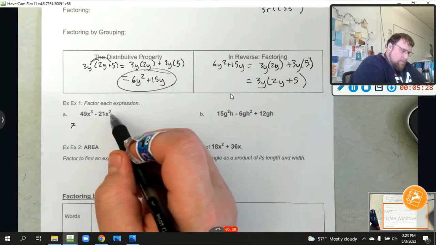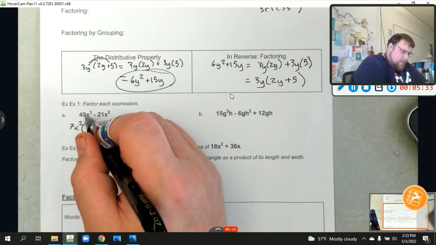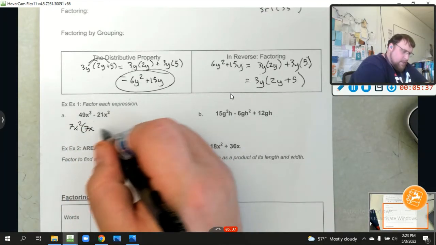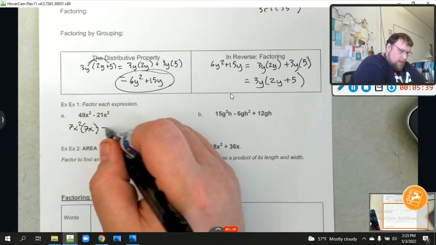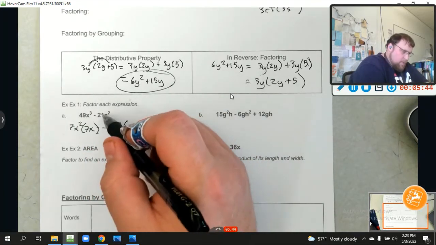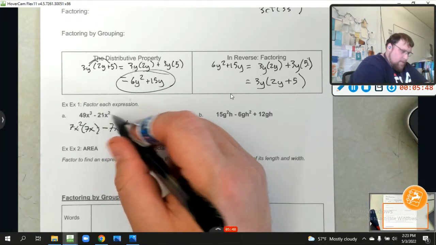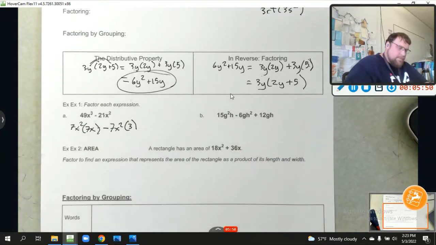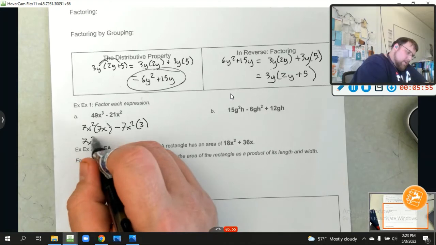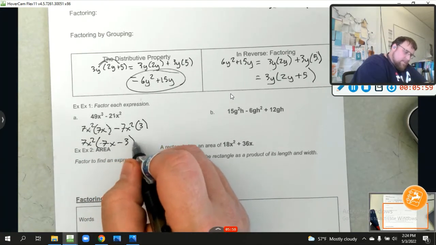And x cubed and x squared, I can pull an x squared out. Times, when I pull 7 out of 49, I'm left with 7, and x squared out of 3 leaves me with x. Minus 7x squared times what? Well, I pull a 7 out of 21, and I'm left with 3. X squared out of x squared, I'm just left with 3 then. So now they both have a 7x squared in common. I'm going to pull that 7x squared out, and I'm left with, on the inside of the parentheses, 7x minus 3.